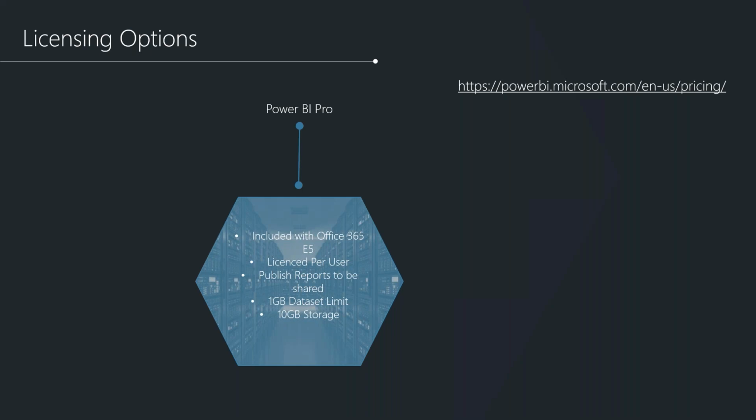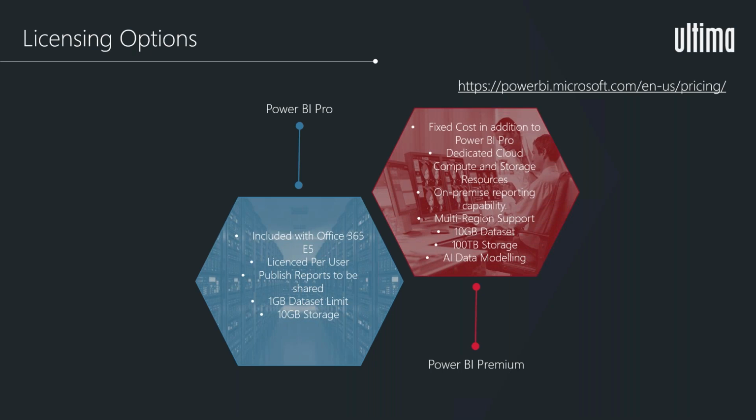But if that's not suitable, then there is a premium version as well. But this has all of the features of Power BI Pro, but then there are some benefits on top of that. So it's a fixed cost, meaning it's not licensed per user, it's licensed per organization. And the actual current price can be obtained from the pricing link. It's a fixed price per organization. It would mean everyone in your organization would be able to consume the report.